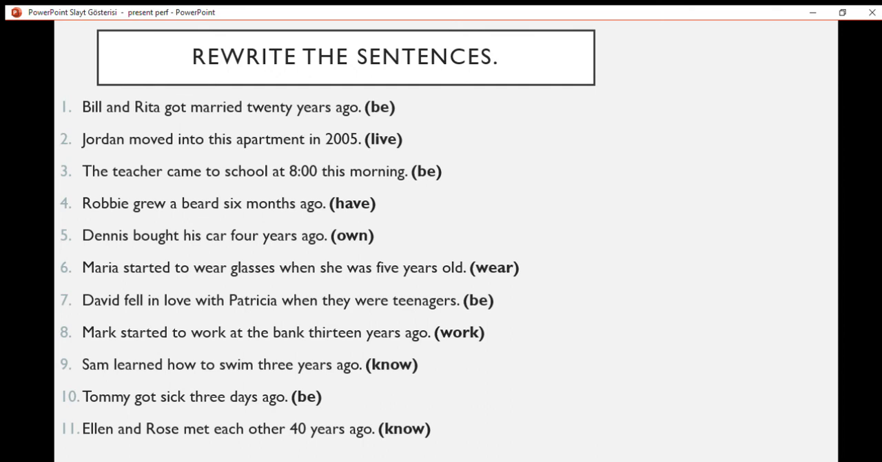They are married, so we need to use be. But this is present perfect tense. Am, is, are, was, were, been. So we say, Bill and Rita have been married for 20 years. Or, Bill and Rita have been married since 2000. Okay, now pause the video here, give yourself 15 minutes, and do the rest.